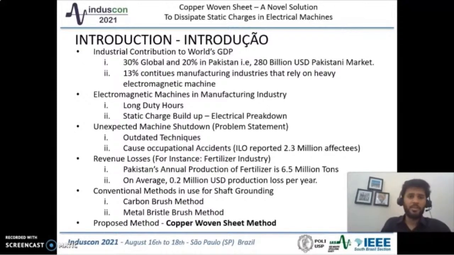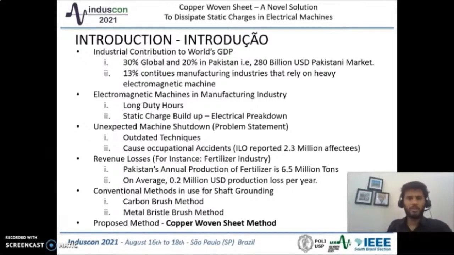This is because of the old techniques that are being used to ground these static charges, and they also cause occupational accidents. Around 2.3 million are affected every year, according to ILO. So this eventually leads to revenue loss. For example, if the machine is stopped while there was certain production going on, for example fertilizer, it certainly stops, and there's a production loss eventually.